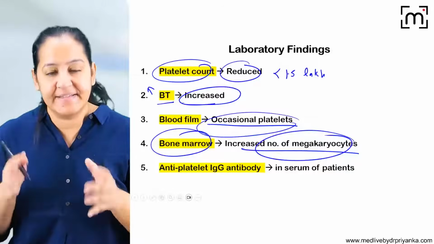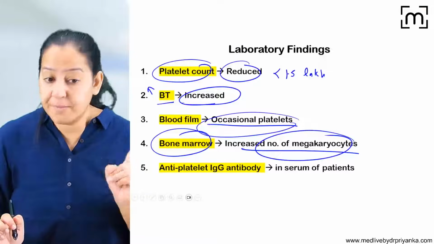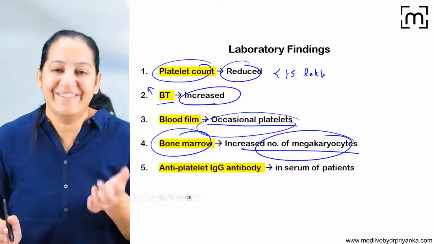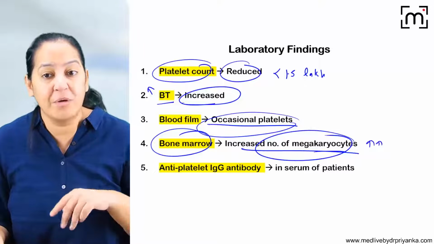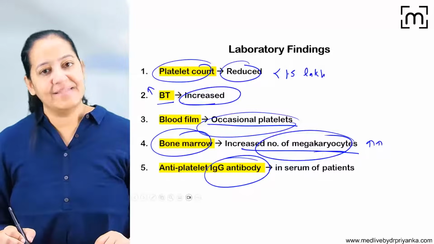That indicates that it is a type of megakaryocytic thrombocytopenia. It is not a megakaryocytic thrombocytopenia. Here the problem is not in the marrow. The problem is in the blood vessel. The blood vessel is forming auto-antibodies. Okay, so the megakaryocytes are more than normal to compensate. And in the blood, you will get auto-antibodies also in the patient. So that is the lab finding.